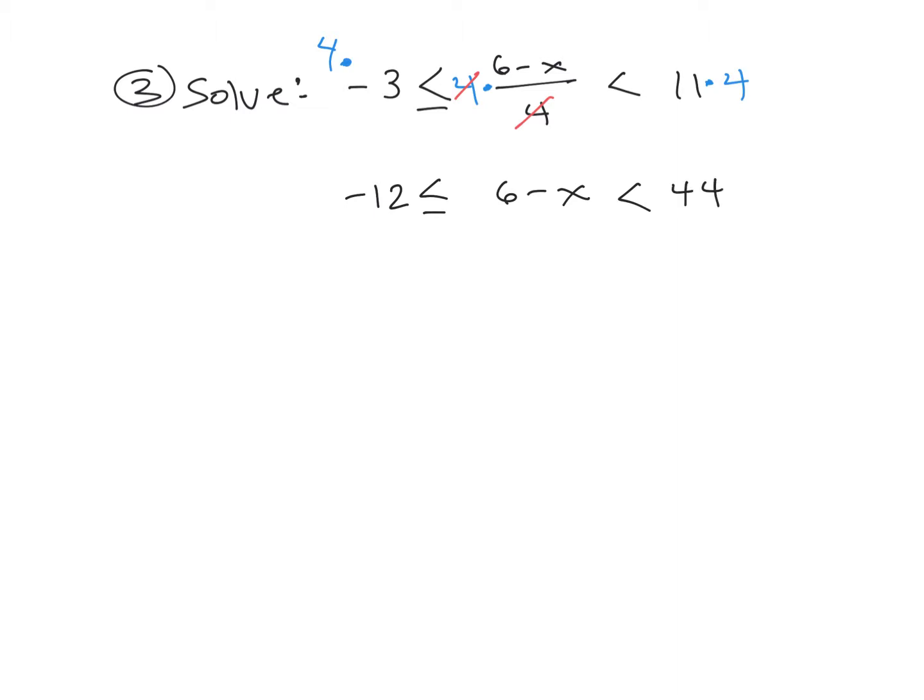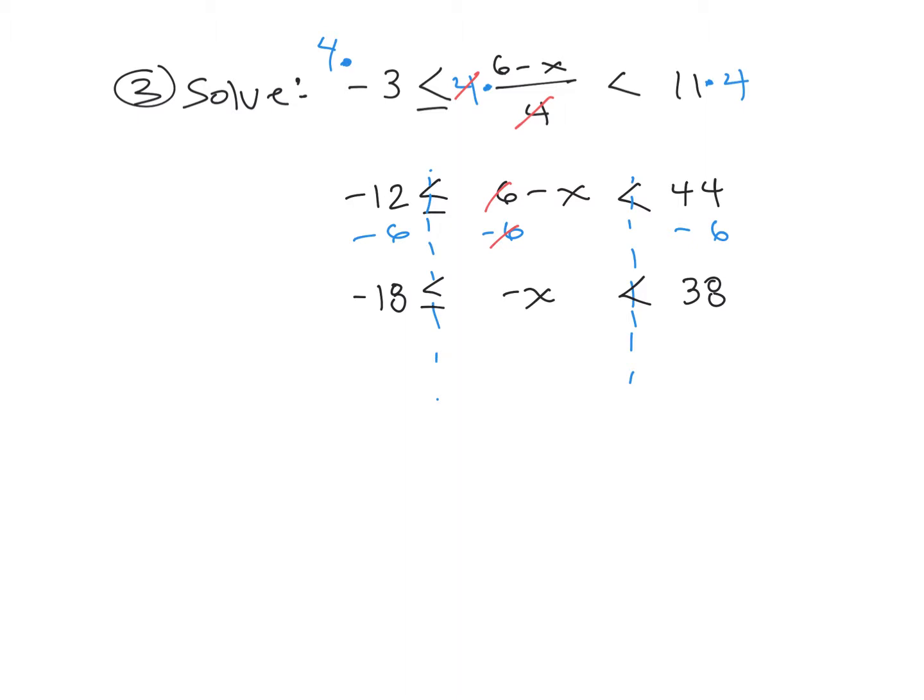All right, next thing I'm going to do is subtract that 6 off, but cardinal rule, whatever I do to one part of this, I have to do to all 3 parts. So I'm going to subtract 6 here and here as well. -12 minus 6 more is -18. Stays less than or equal to. 6's cancel. I'm left with -x. Stays less than. And then 44 minus 6 is 38. But I have not solved for x yet.